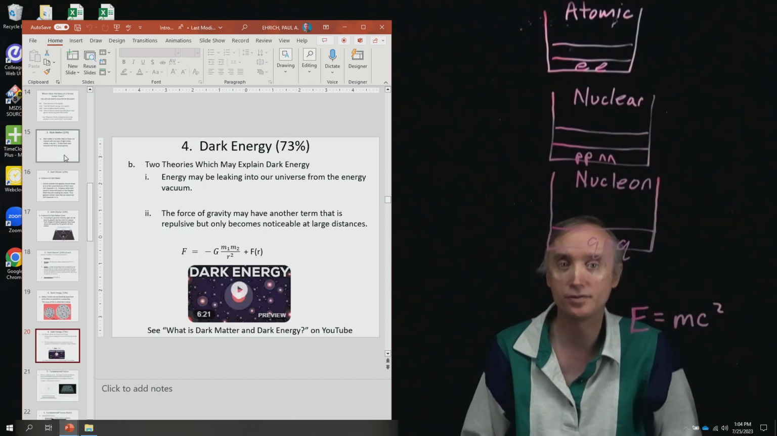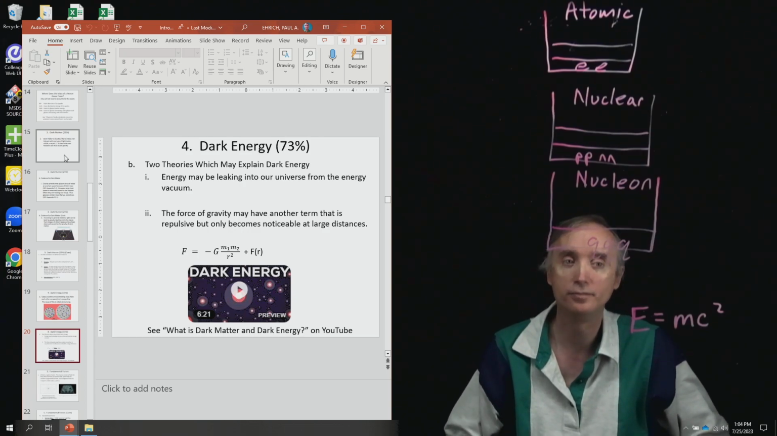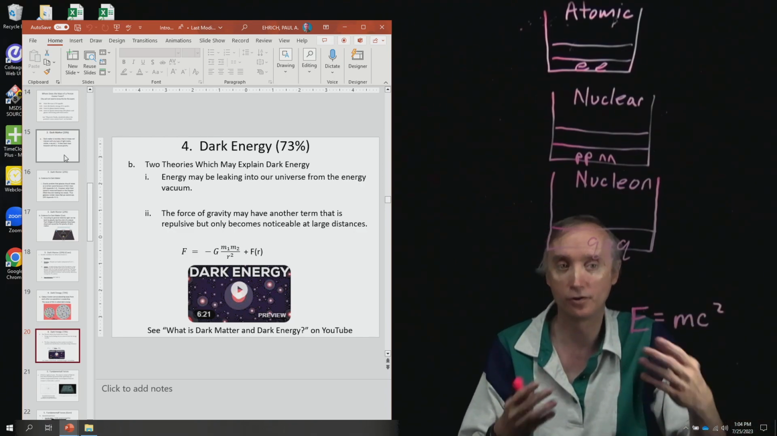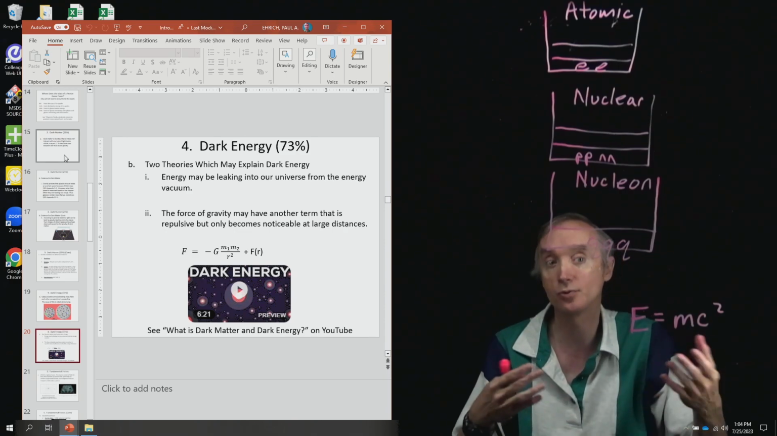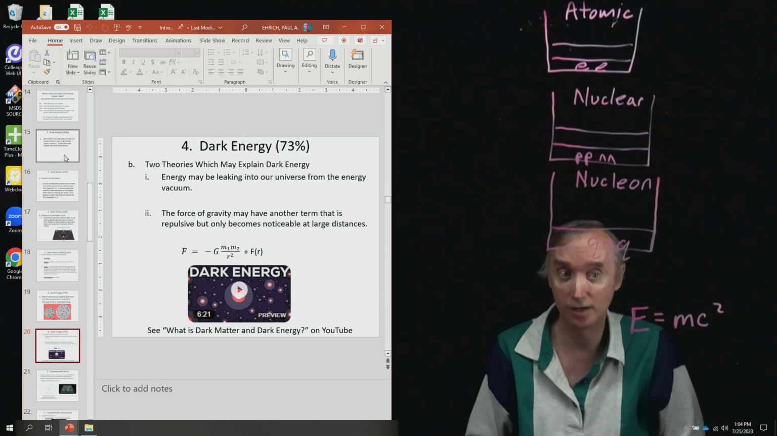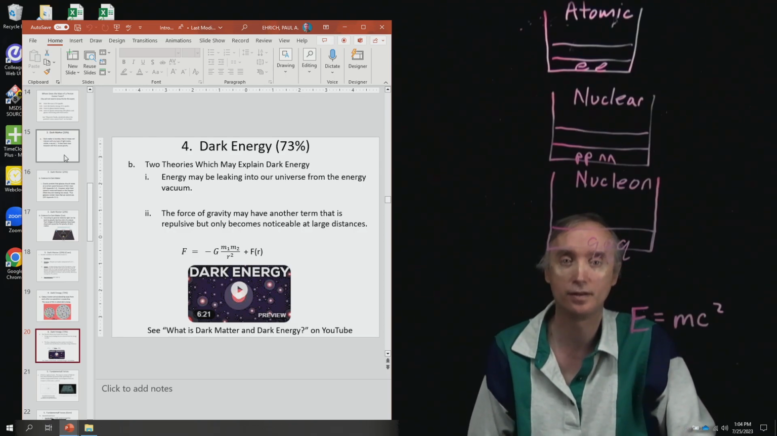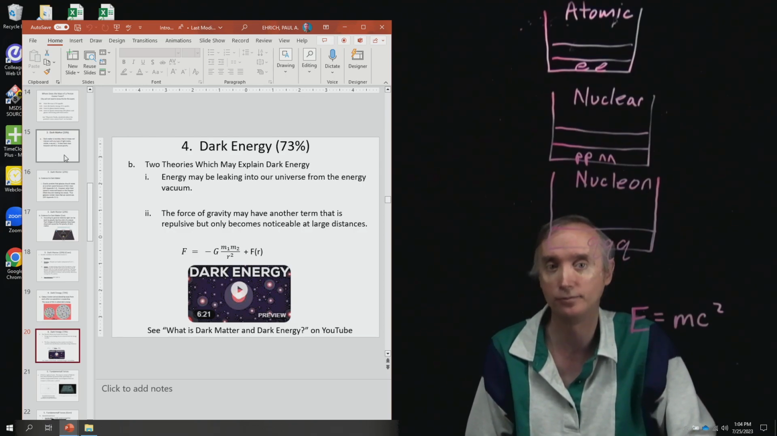So what is dark energy? We don't know. So one possibility is that it's energy that's leaking into our universe from virtual space, because we said virtual space had an infinite amount of energy. So maybe it's leaking into our universe, and then that's causing the expansion somehow.